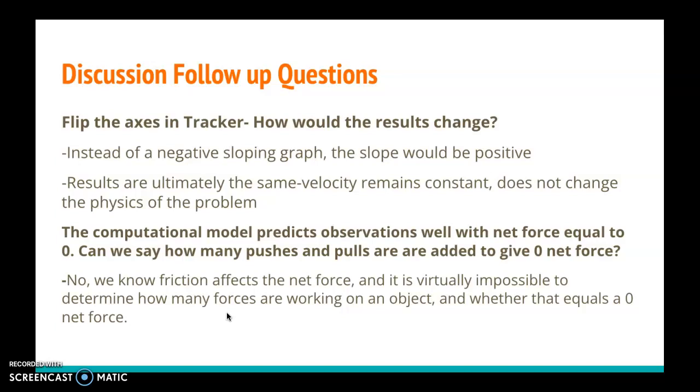The next question states that the computational model predicts our observations well when net force is equal to 0. Is it possible to say how many pushes and pulls, how many forces, are added together to give 0 net force? The answer to this is no, because it is virtually impossible to know in our experimental model how many forces are actually acting on the object. It is very hard to guarantee a constant velocity from a human pushing the object, as the push may cause acceleration while friction can also cause deceleration. There may also be other forces like air resistance and impurities on the floor.